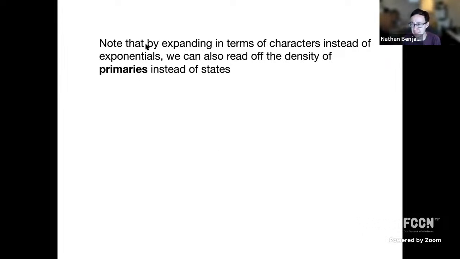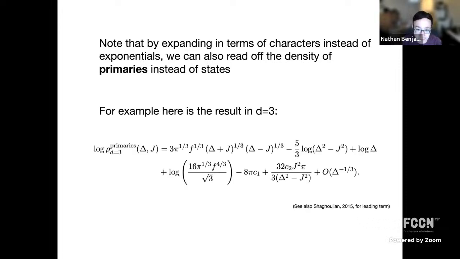Let me make a very, very brief aside. This is a slight technical comment, but we're expanding in terms of characters instead of exponentials. If we expand in terms of characters instead of exponentials, we can also read off the density of primaries instead of the density of states. That might be more physical, because if you know the density of states, there are some redundancies, because every state comes with a tower of descendants. It's a Verma module in 2 dimensions, or it's the conformal algebra for free.